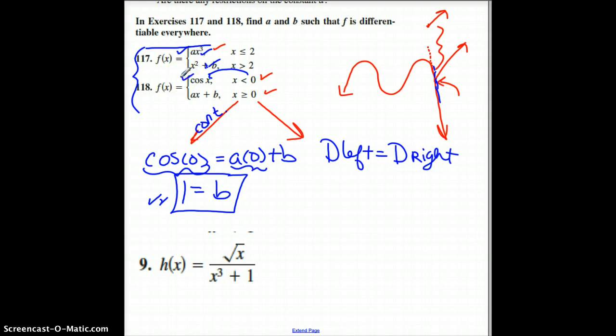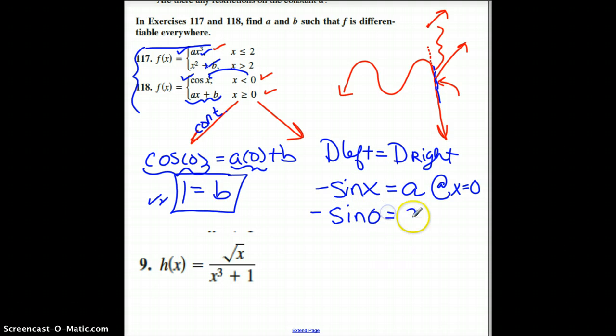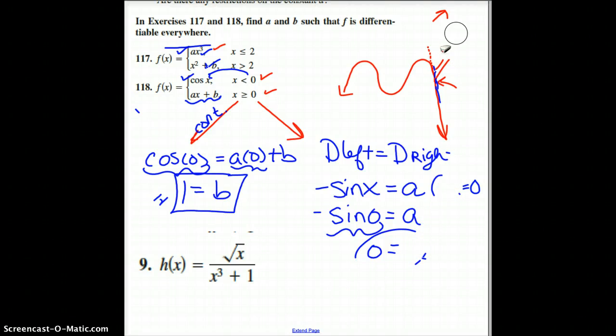So back up to the original function. Derivative of cosine is negative sine. Derivative of ax plus b is simply a. And I have to make sure that that smooth seal occurs when x is 0. So negative sine 0 is what has to equal a. Sine of 0 radians is 0. So you end up with an a of 0 and a b of 1. And it's incredibly important that you understand that process right there.